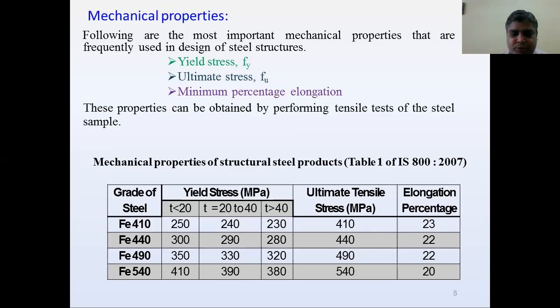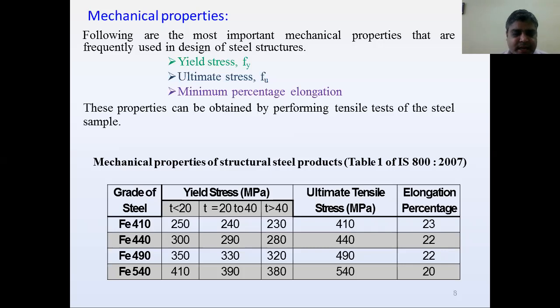Again, Fe 440: T is less than 20, then yield stress 300. When T is equal to 20 to 40, then yield stress 290. When T is greater than 40, then yield stress is 280. Ultimate tensile stress 440 and elongation percentage 22. Now Fe 490. When thickness is less than 20, yield stress is 350. T is equal to 20 to 40, then yield stress 330. When T is greater than 40, then yield stress 320. Ultimate tensile stress is 490 and elongation percentage is 22.